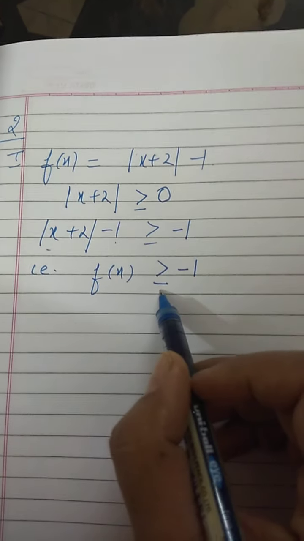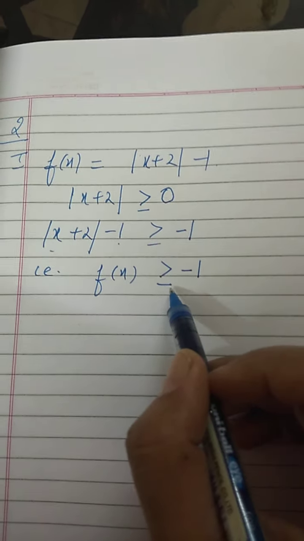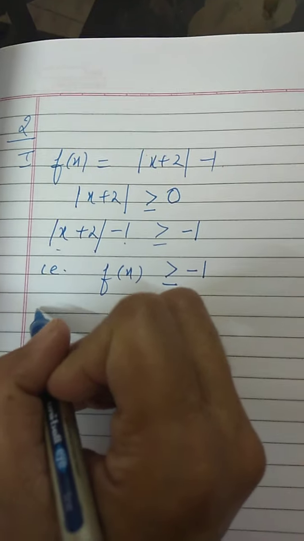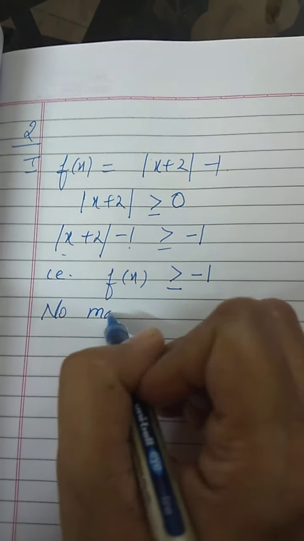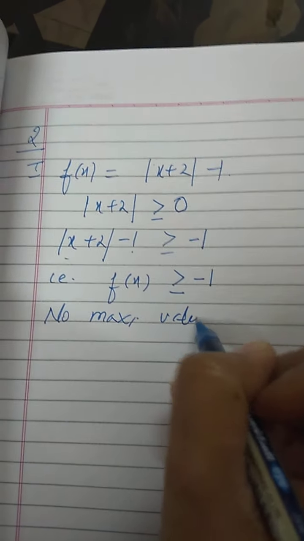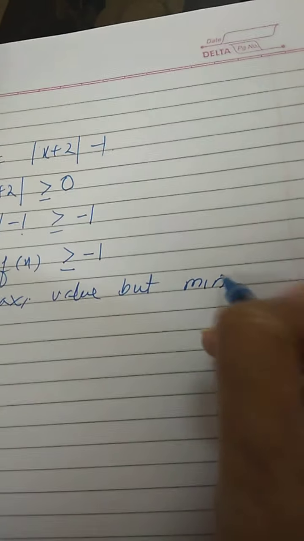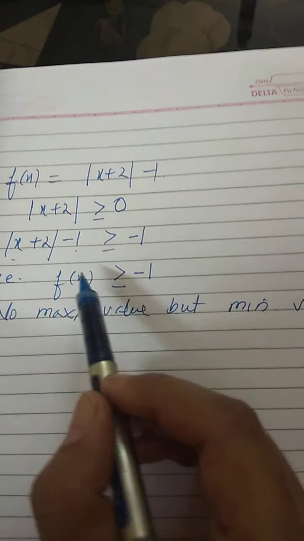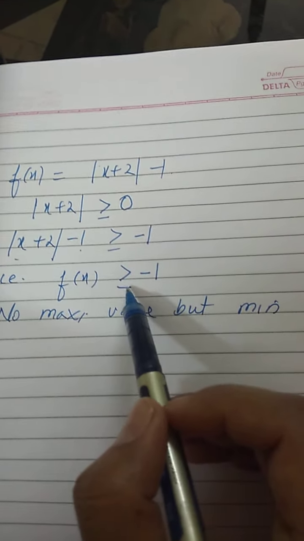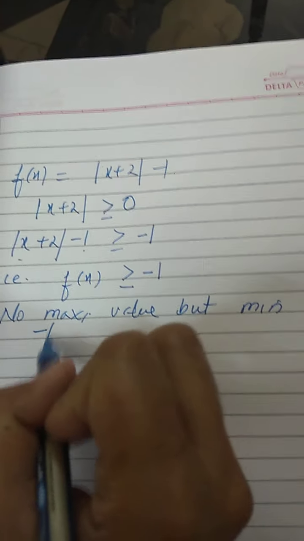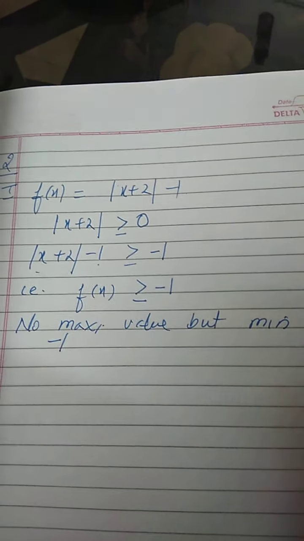But it is becoming equal to minus 1 when? So we will say there is no maximum value, but there is a minimum value. What will be the minimum value? Because f(x) is getting the minimum value minus 1, the minimum value is minus 1. How are we getting minus 1?